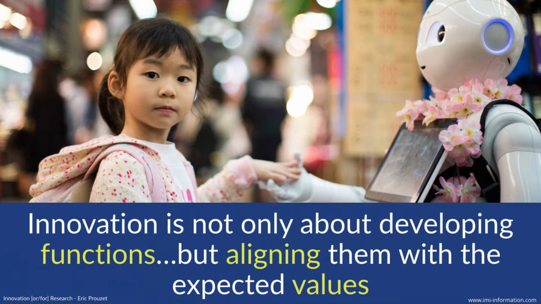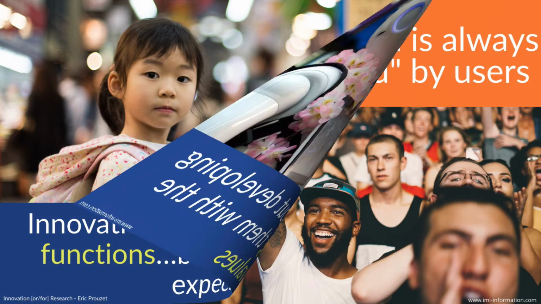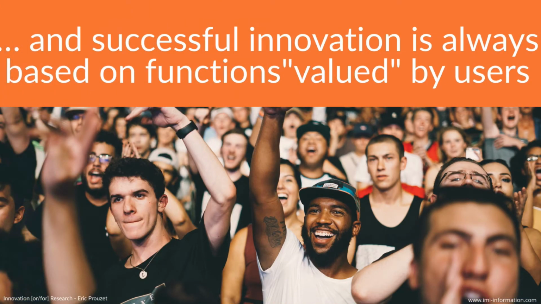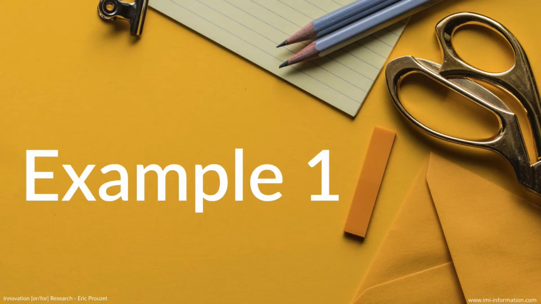What we see here is that as researchers, if we want to develop innovation, it is not only about developing function, but what will be important is that we must align them with the expected values. Because successful innovation is always based on functions valued by users. And the connection or discrepancy between function, which is what the researcher will develop, and values, which is what the users will expect, will be the key point for us to find or not find what will be the successful innovation. Let's take a first example.